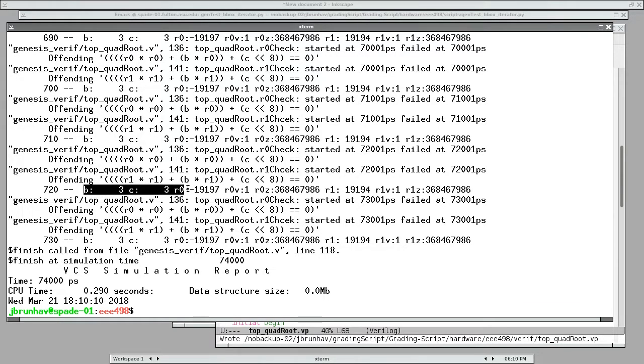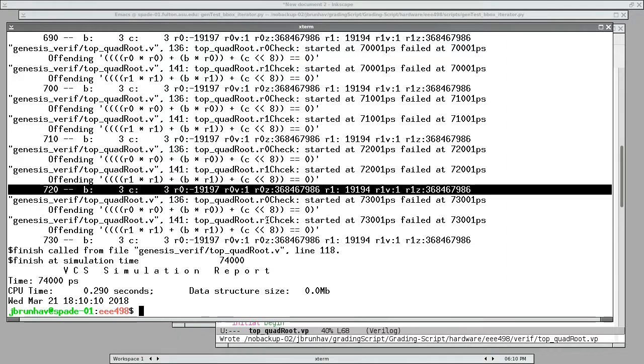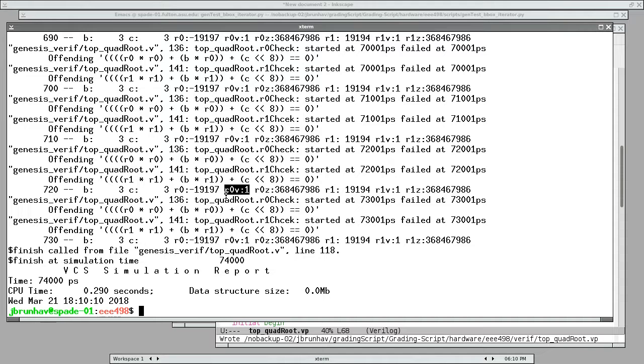So B3, C3. So this would be X squared plus 3B. So R0 valid. R0Z. So no, that didn't work. R1 valid. R1Z. So no, that didn't work. So this is a really suspicious number. This looks almost like -1.